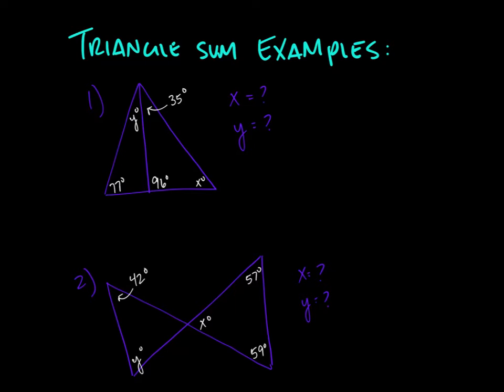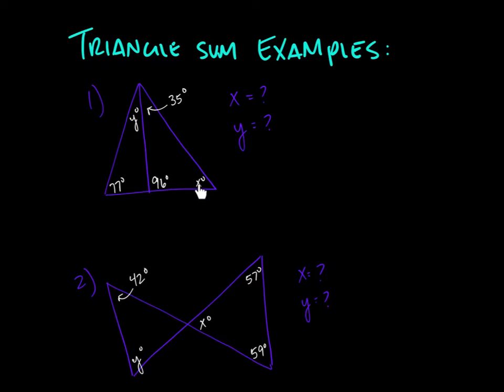We have to find x and y in this problem here. I see x here and I see y up here. Now in this problem what you have to realize is that there are actually three different triangles showing up. We have the large triangle and then we have the two separate smaller triangles. But for each one of those triangles, the triangle sum theorem will apply. The three angles in each triangle need to add up to 180.